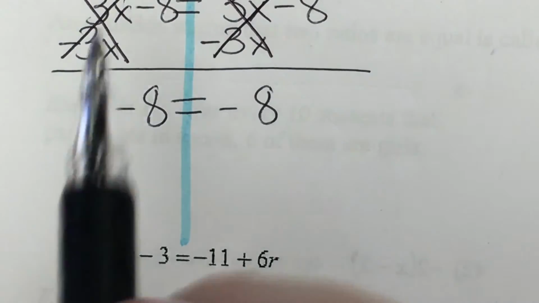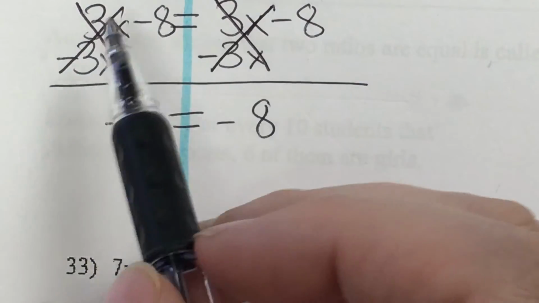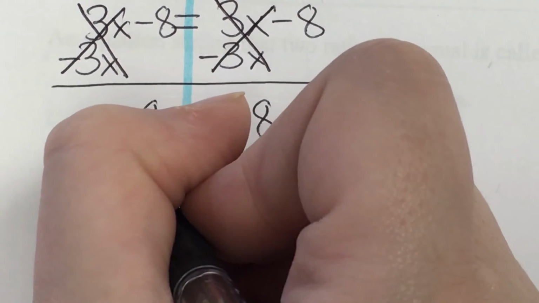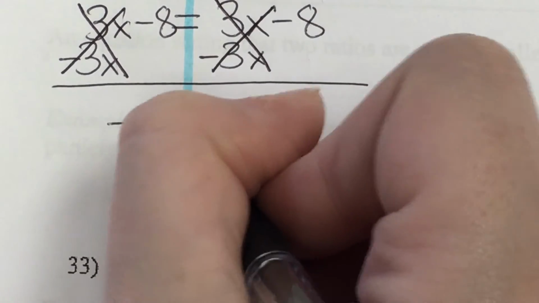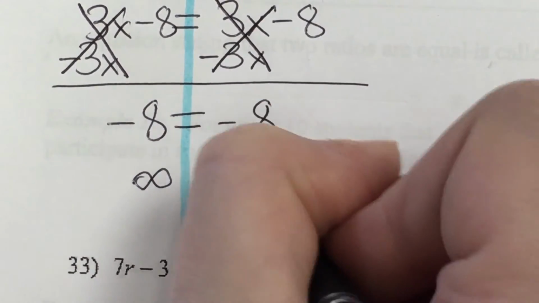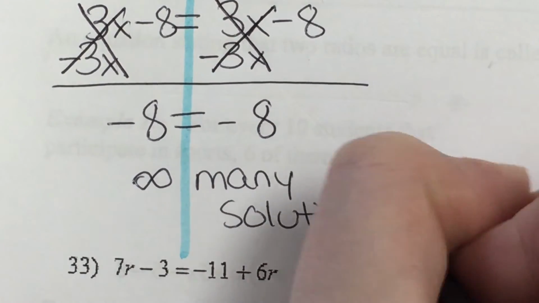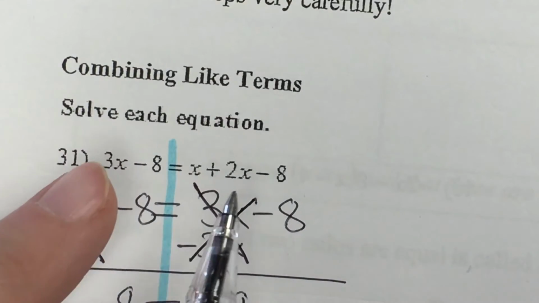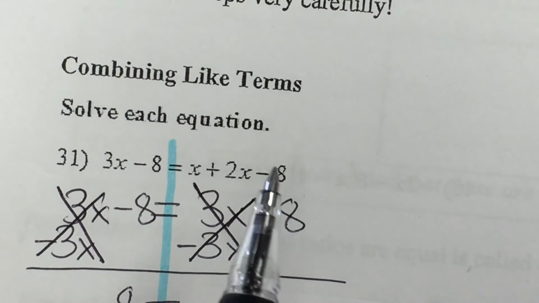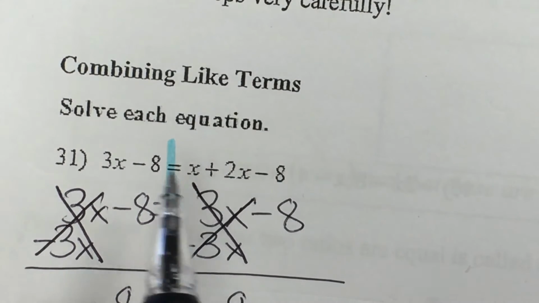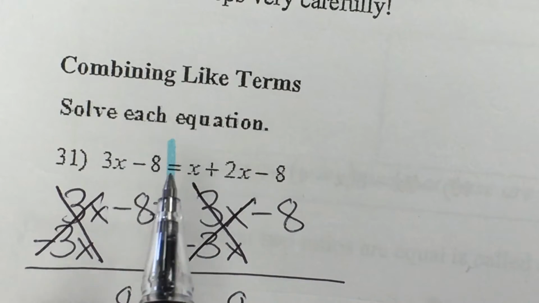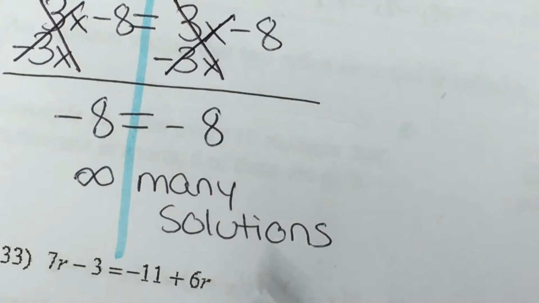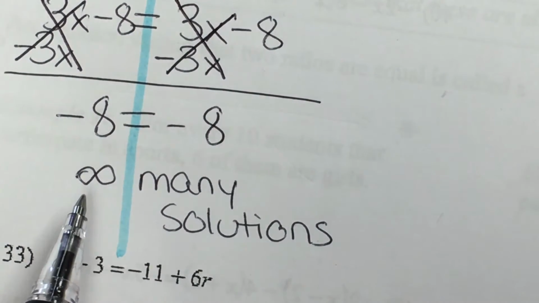So what this means, when you end up canceling out both of your variables, is there are infinitely many solutions. That means we could pick any number to be x, any number at all, and these 2 sides will balance out. If I picked 10,000 and substituted 10,000 everywhere I see x, no matter what, these 2 sides will always be equal to each other. Infinitely many solutions. This sideways 8 is the symbol for infinite.